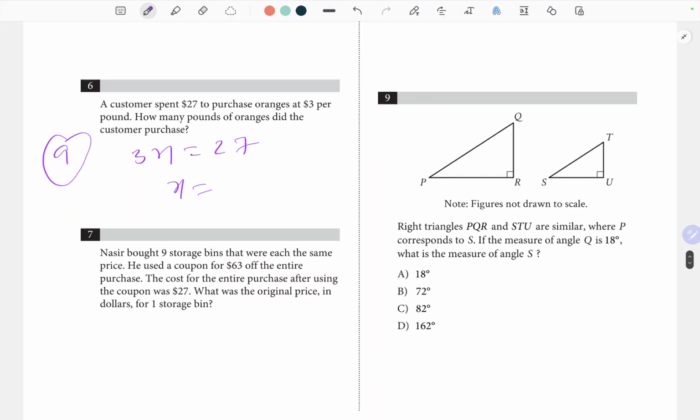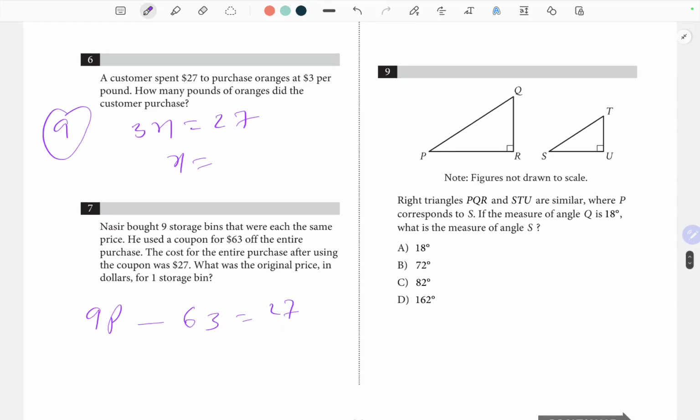Question number 7. Nasir bought 9 storage bins that were each the same price. He used a coupon for $63 off the entire purchase. The cost of the entire purchase after using the coupon was $27. What was the original price in dollars for one storage bin? I considered the original price as P. So 9 times P, but 63 is off, which gives 27. So 9P equals 27 plus 63, that is 90. 90 over 9 is 10. So the answer should be 10.